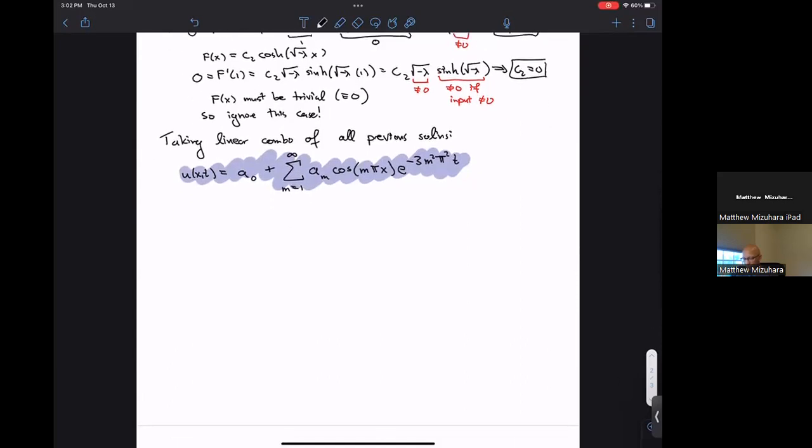Some people in class noticed, by the way, that you can rewrite this. I will say what I just wrote is the more typical solution, but remembering properties of cosine and the e function, you could just write this as the sum from 0 to infinity, right? Because when m equals 0, everything just becomes a constant again. So you're welcome to write it this way if you'd like. Also okay.